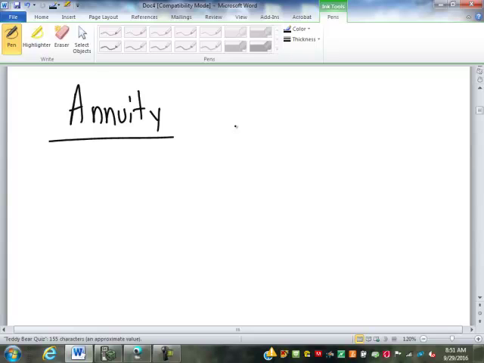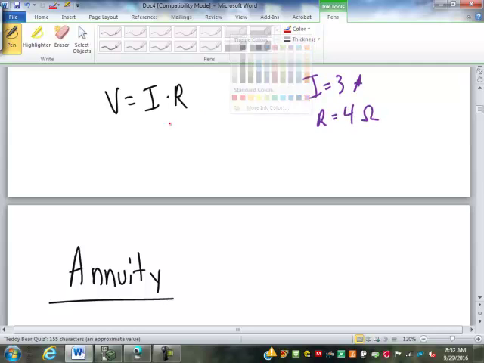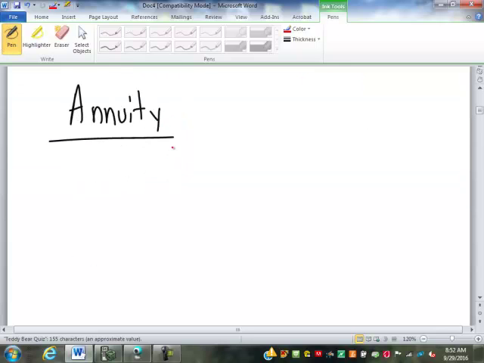Now, at the end of our last unit, we talked about putting numbers into formulas. Like if I had the formula voltage equals current times resistance, if I give you that the current is 3 amps and the resistance is 4 ohms, that means our voltage is 3 times 4, or 12. Right? Annuities are going to work the same way. We're going to give you a formula, and we're going to have to work with that formula.